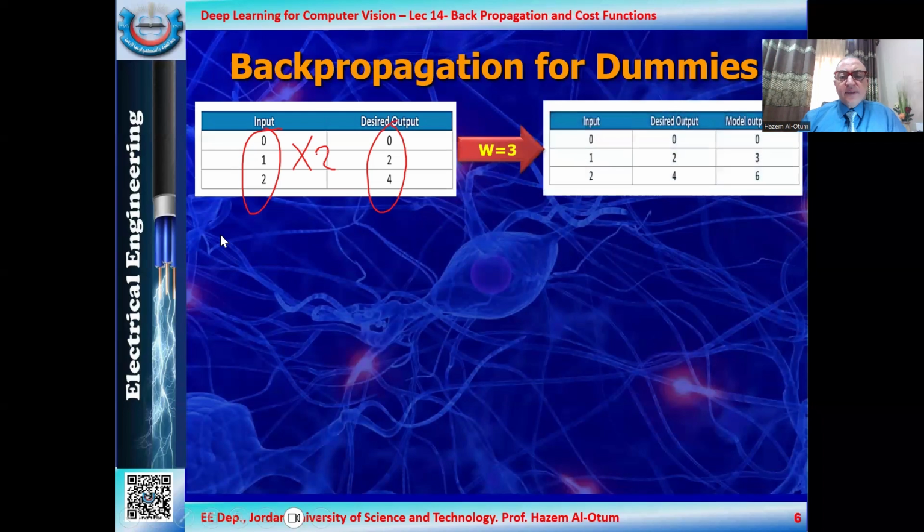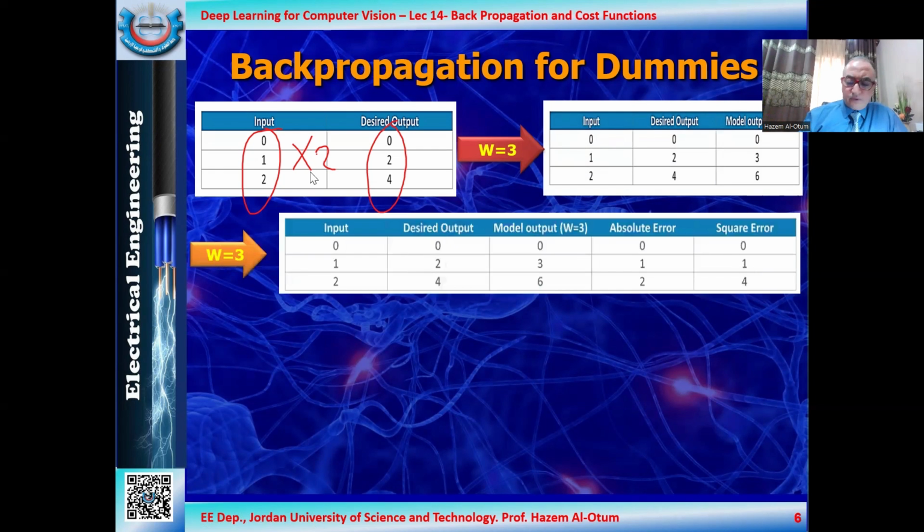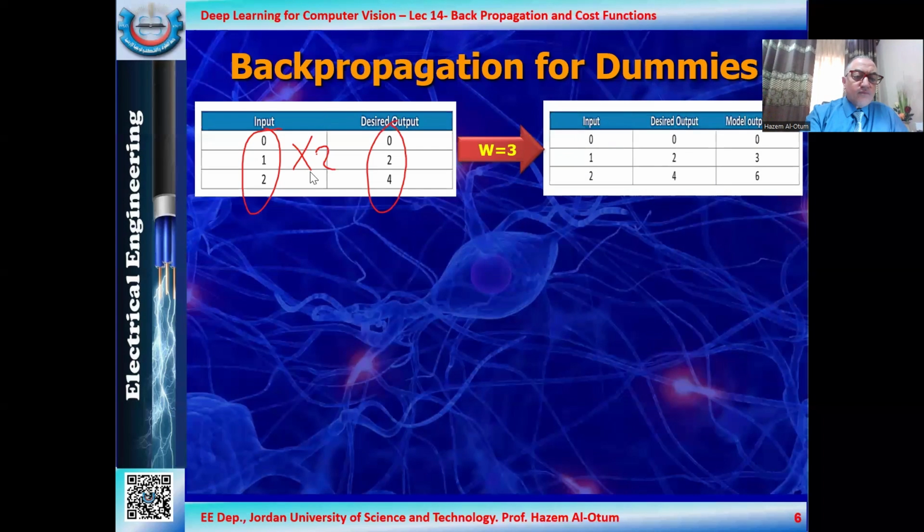So let's say that we have selected a value other than 2 for the weight. Here, we selected this weight as 3, and we have the value of B for all steps set to 0, just for simplicity. So now we just multiply to find the system output, having the weight W equals 3. We multiply the input by 3, so we get 0, 3, and 6. This is the first step.